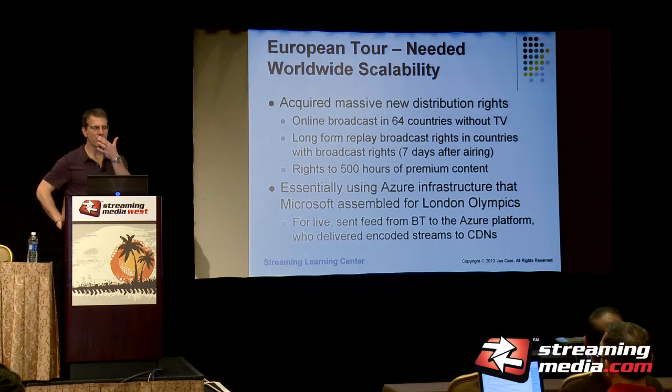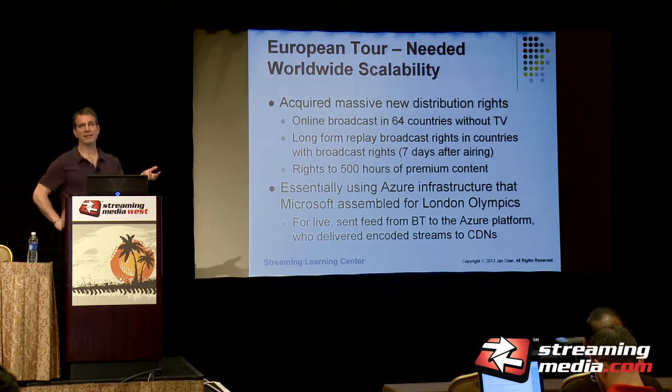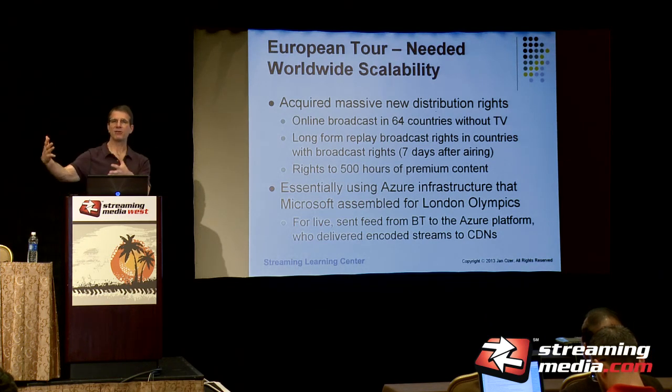They broadcast the European tour throughout Europe, and then in 1 week, they got the rights to 64 different countries. So it's one feed. They needed to send that to 64 different countries they weren't serving, the day before. So they can either buy a bunch of racks of servers to do that, or they can use Microsoft Azure, basically the infrastructure that Microsoft built for the London Olympics, to do that. So again, they're expanding into a new market. They need massive new encoding capabilities. They can either decide to buy their own servers or use the cloud, and they're using the cloud.